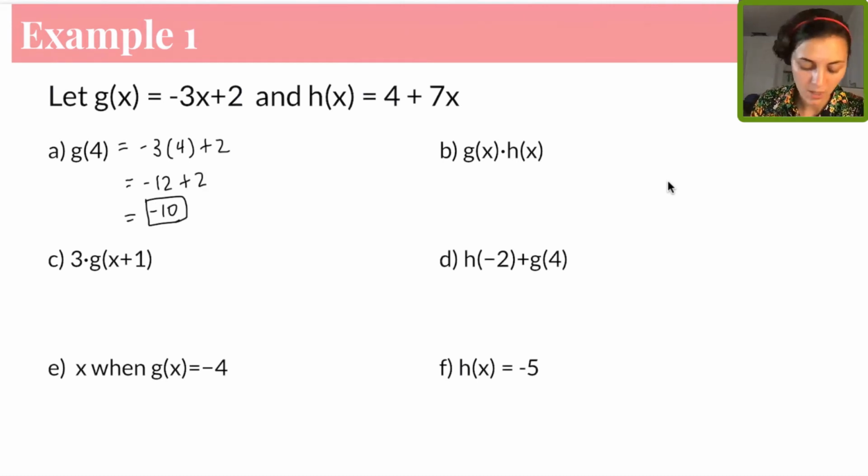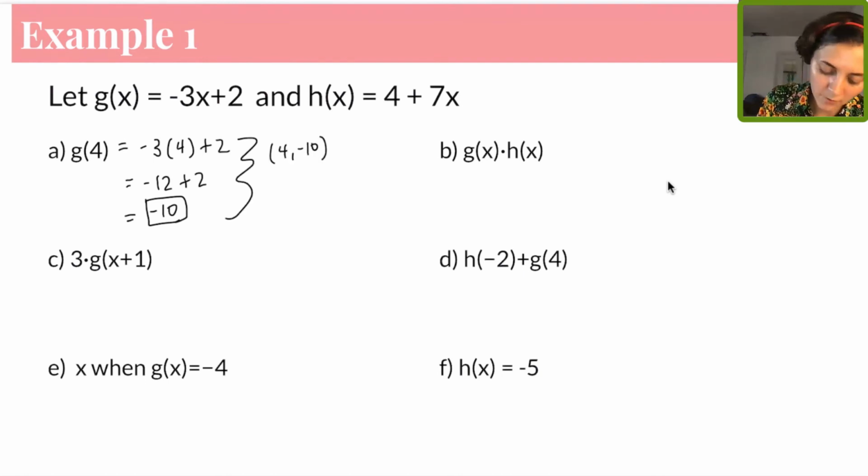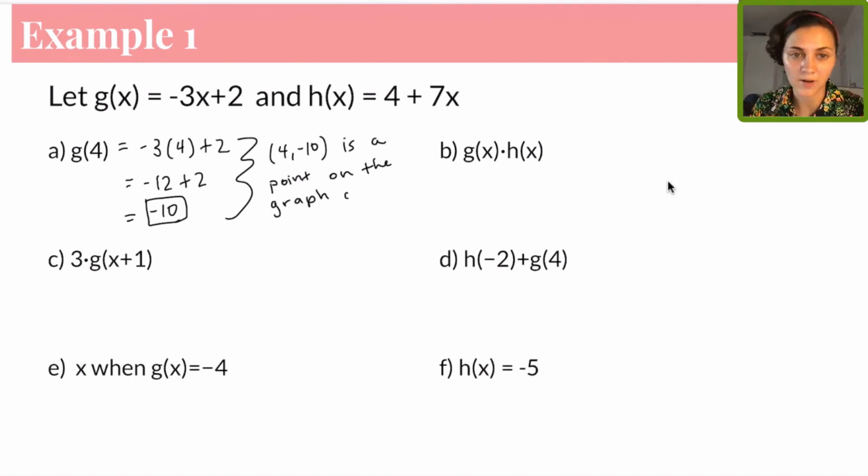There's my answer here. And so what this means is that this basically gives me a coordinate point. So for 4, negative 10 is a point on the graph of g. So g, if I were to graph it out, the point for 4 and negative 10 would be on the graph of g.